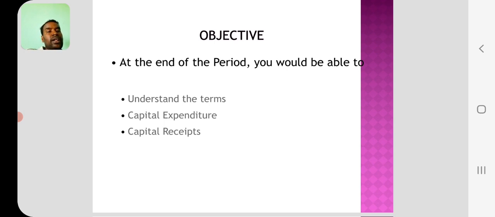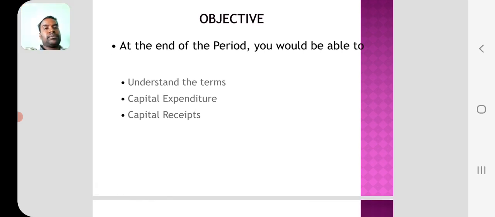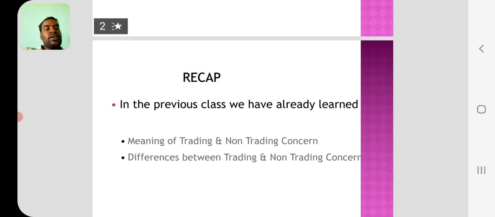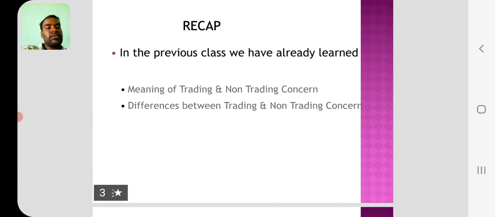In a trading organization, the trader prepares only three accounts: trading account, profit and loss account, and balance sheet. In the case of non-trading organizations, they prepare three accounts: receipts and payments account, income and expenditure account, and next the balance sheet. In the previous class recap, we saw the meaning of trading and non-trading concern and the differences between them.